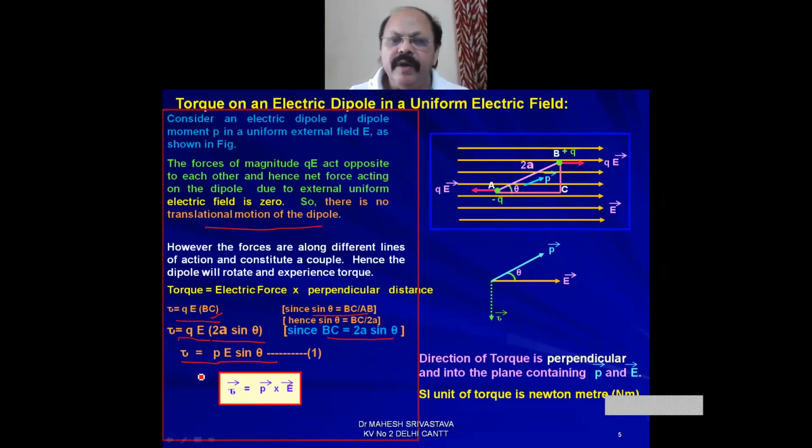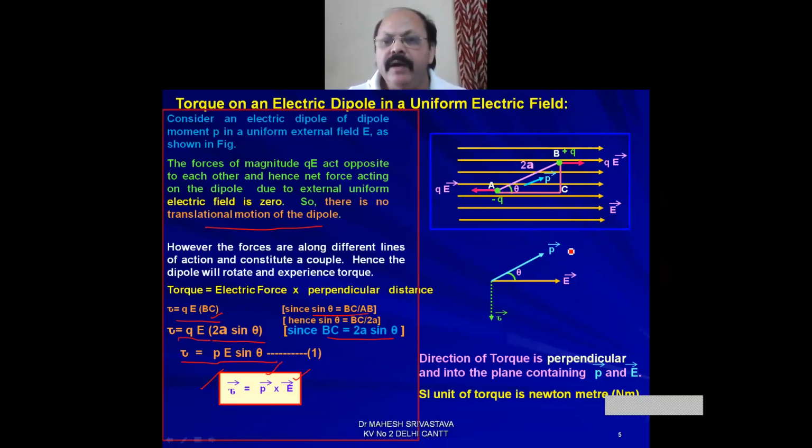In vector form when we write, then tau vector equals P vector cross E vector. In 11th class you have studied the vector product or the cross product. So the direction of tau is perpendicular to the plane containing P vector and E vector, and its direction is shown here.